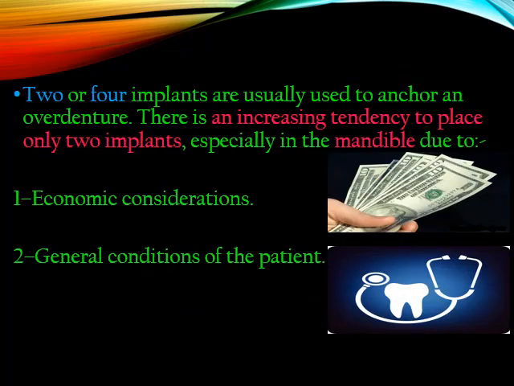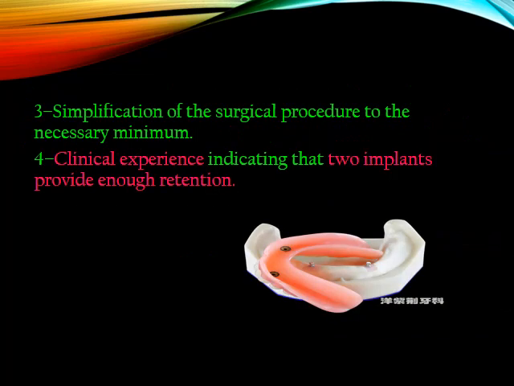Two or 4 implants are usually used to anchor an overdenture. There is an increasing tendency to place only 2 implants, especially in the mandible, due to economic considerations and the general condition of the patient, simplification of the surgical procedure to the necessary minimum, and clinical experience indicating that 2 implants provide enough retention.